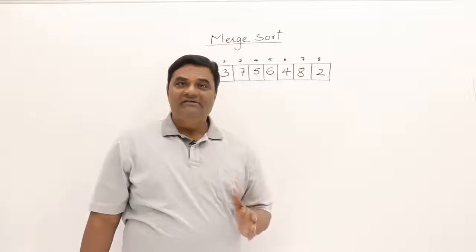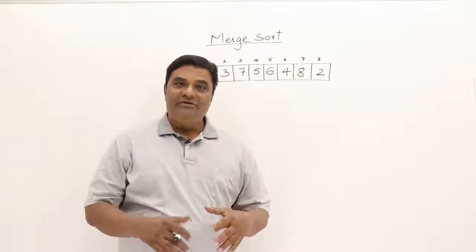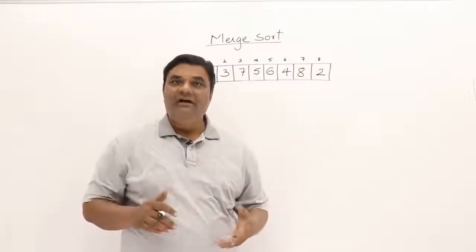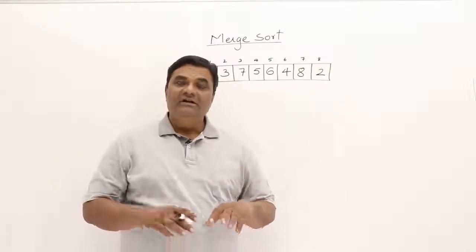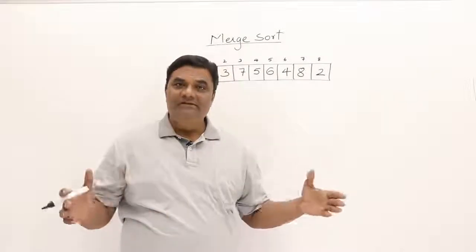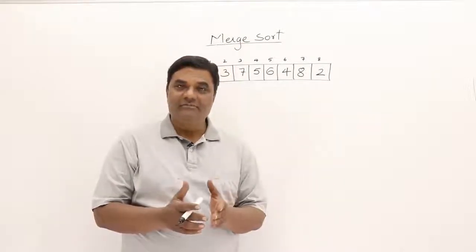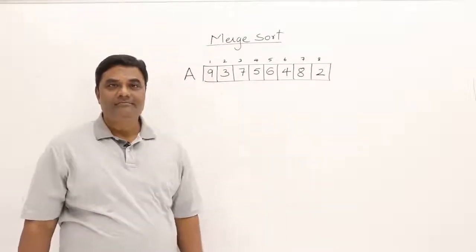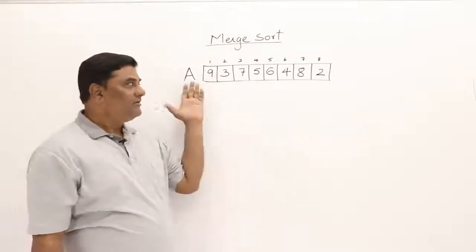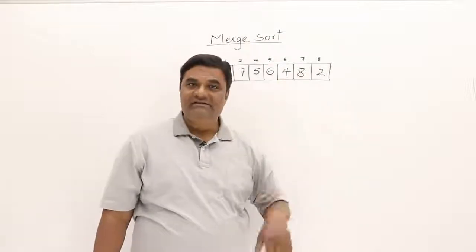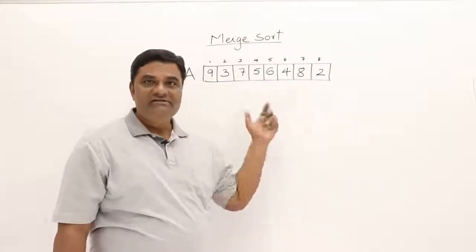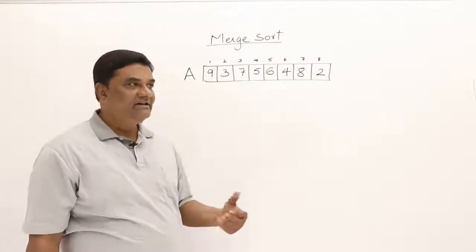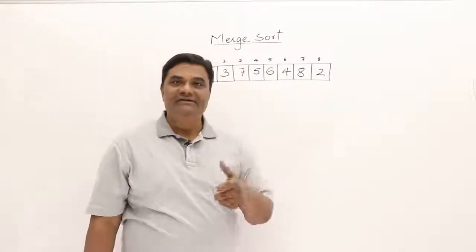The divide and conquer strategy says that if a problem is large, then break the problem into sub-problems, and if the problem becomes small, then solve it and combine the solutions of the small problems or sub-problems to get the solution for the main problem. So here the problem is to sort these elements, and we say that the list is very large. Then what is small? So basically if there is a single element, then we say it's small.